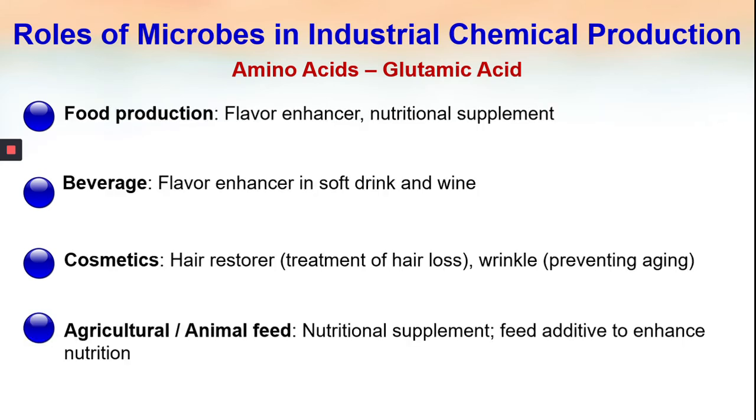Okay, where can we apply glutamic acid? There are several applications of glutamic acid. The first one, as I said just now, is in the food industry to enhance the flavor inside the food, as well as to reduce the usage of salt. We also use glutamic acid in beverages as a flavor enhancer. In cosmetics, it is used as a hair restorer for hair loss treatment and for wrinkles, such as preventing aging, and in agricultural animal feed as a nutritional supplement and feed additive to enhance nutrition.